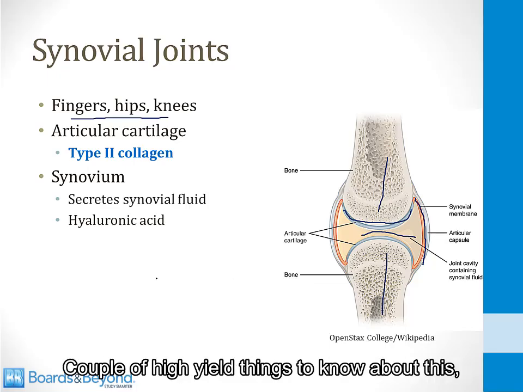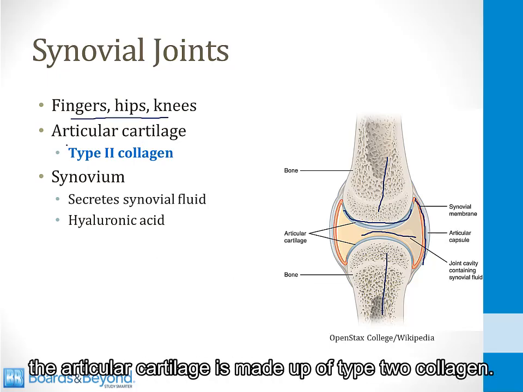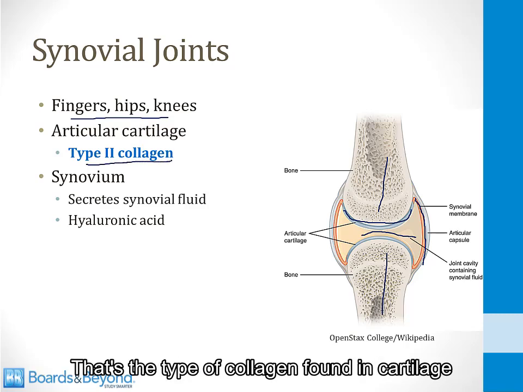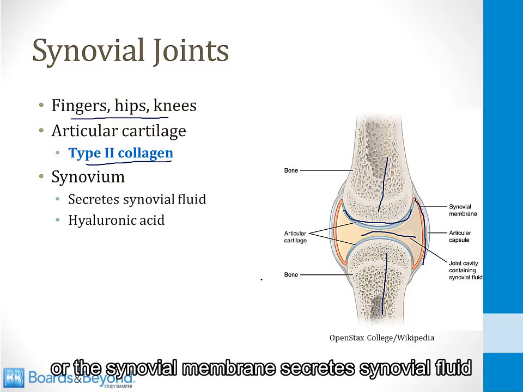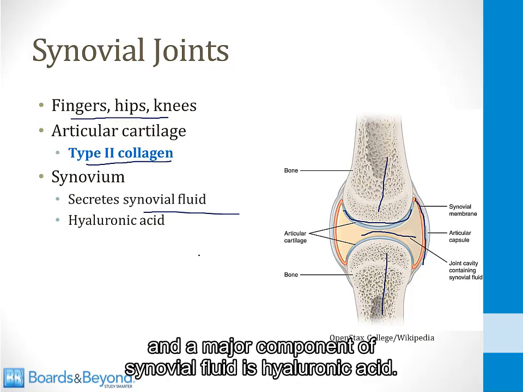Couple of high yield things to know about this, especially in terms of step one. The articular cartilage is made up of type 2 collagen. That's the type of collagen found in cartilage. And the synovium or the synovial membrane secretes synovial fluid that fills the joint space, and a major component of synovial fluid is hyaluronic acid.